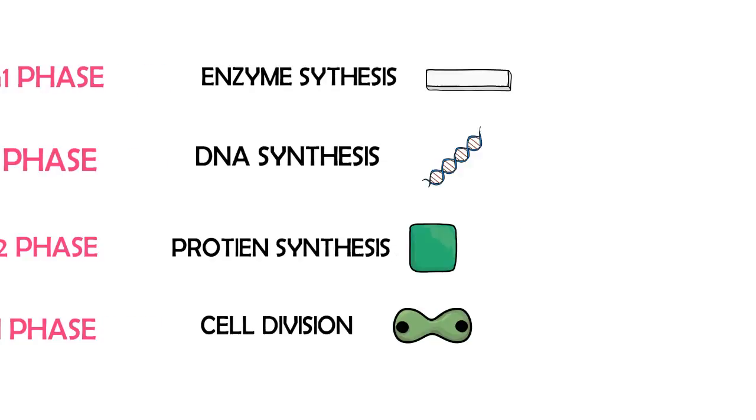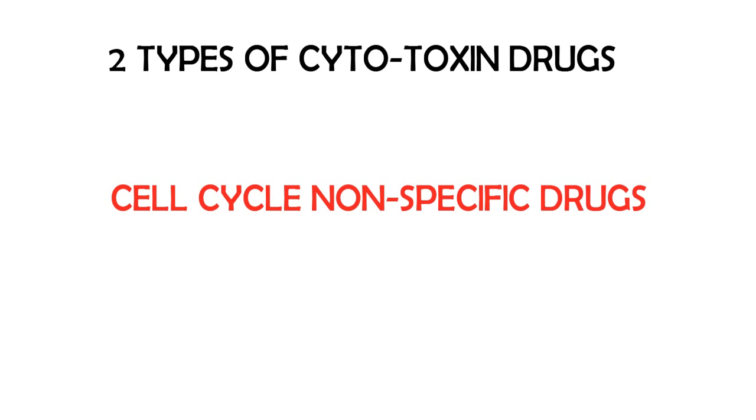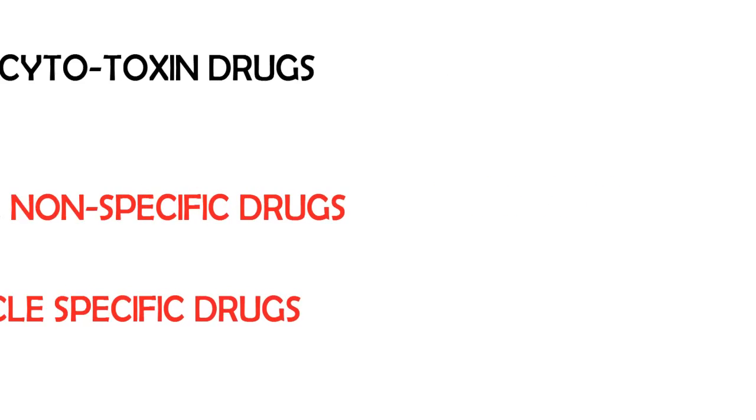Now we have two types of cytotoxic drugs. Cytotoxic drugs are going to be divided into two main groups. It's going to be cell cycle non-specific drugs and cell cycle specific drugs.